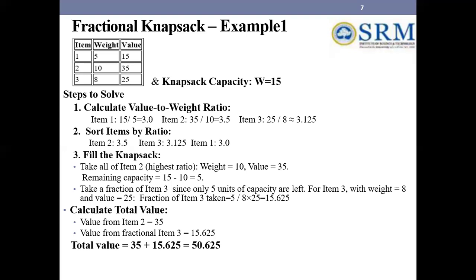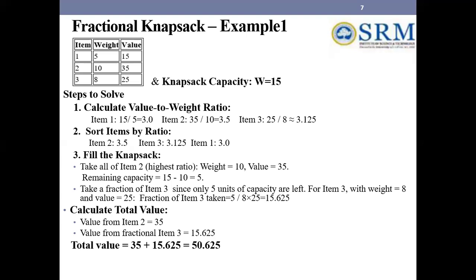The weight is 10 kg and the value is 35. The weight is added. Now the knapsack capacity is 15 kg and the current weight is 10 kg, so the remaining capacity of the knapsack is 5 kg. If we take the next item, item 3, the weight is 8 kg, but the balance is 5 kg. So we cannot add 8 kg to the knapsack.